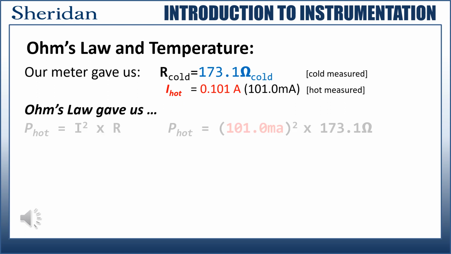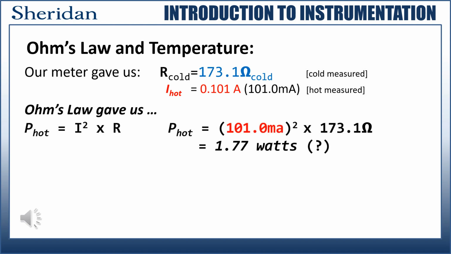Let's look at the hot power again. We got 1.77 watts. Remember that the power law never changes, so that means something else has changed in the output power. If the power changes, then either the voltage, the current, or the resistance has changed. The voltage hasn't changed, so that leaves the current or the resistance. Since the rate of current flow is relative to the resistance, there must be a change in the resistance.